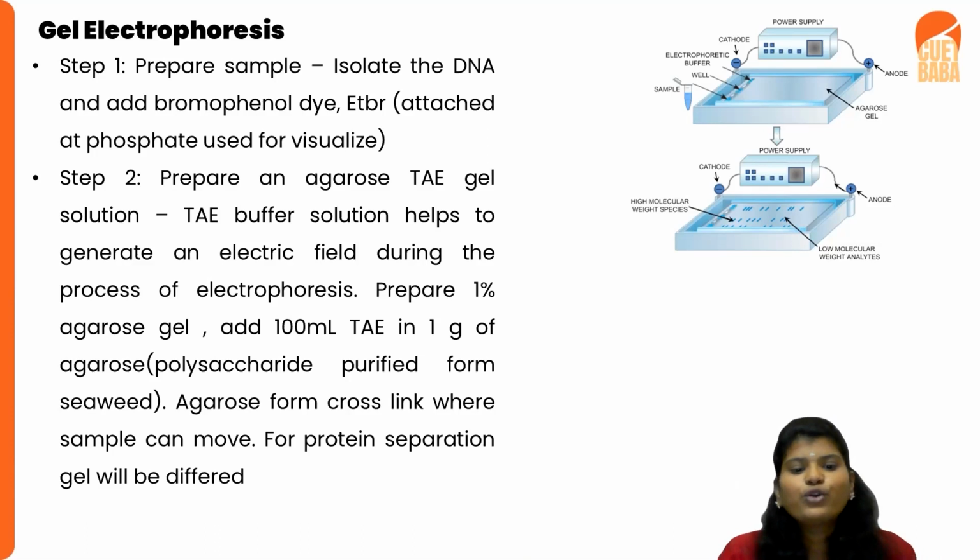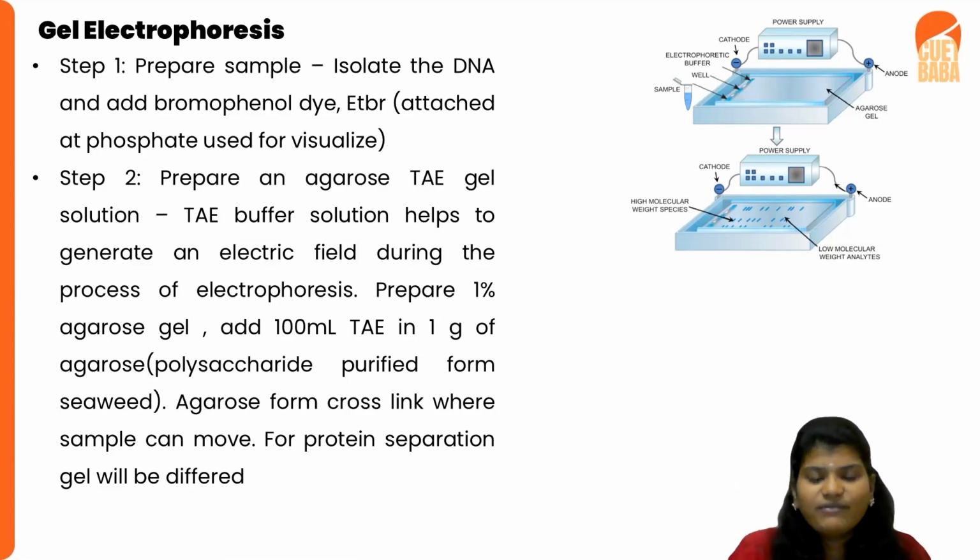TAE is a buffer used to maintain the pH and the state of the supporting medium. When we apply the electrical field during the process, this buffer will help to separate the sample. The agarose, 1 gram along with 100 ml TAE buffer, will form a cross linkage which will allow the sample to move.